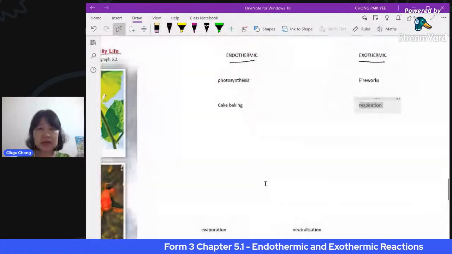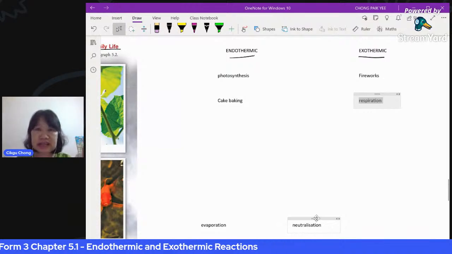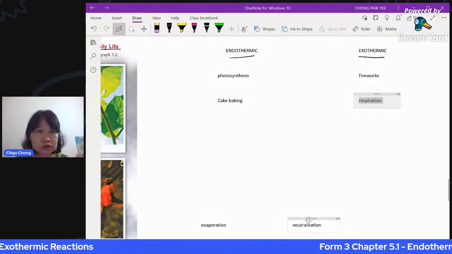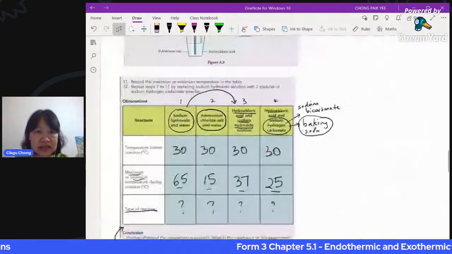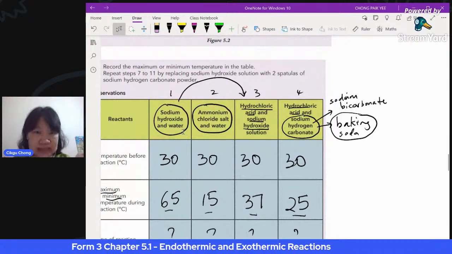Now, if you in Form 2, you will learn this process called neutralization. Neutralization is an acid plus alkali. Okay, you also see one example here. One of this is a neutralization. I'm not going to tell you which one.